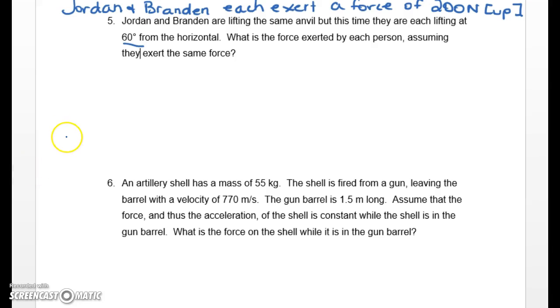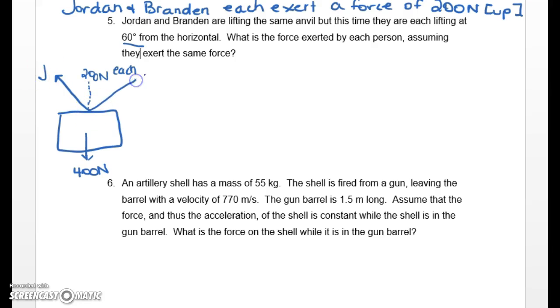Once again, I'm going to start by drawing a little diagram. Here is our anvil. It has that downward force of 400 newtons. And here we're assuming that they are still lifting it aloft. So we know that the overall vertical, or upward, force here is going to be 200 newtons each. Going from here, we have our little forward motion. That's a really beautiful straight line. This one here should be 200 newtons each. But maybe Jordan's going to be pulling from one side and Brandon's going to be pulling from the other. And we know that this angle from the horizontal, going horizontal going up, is 60 degrees.